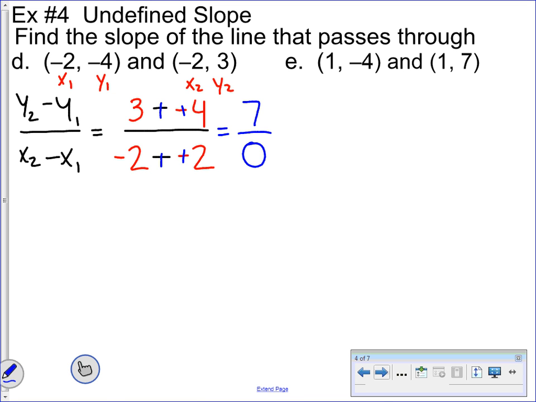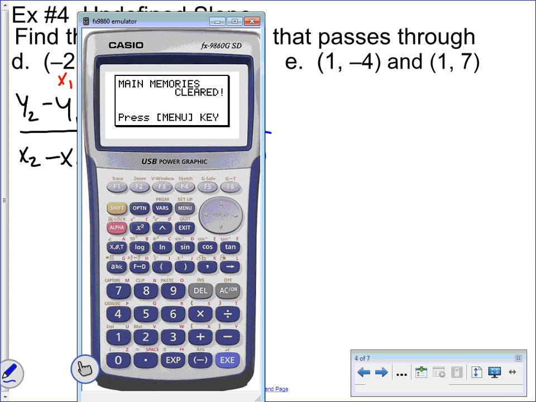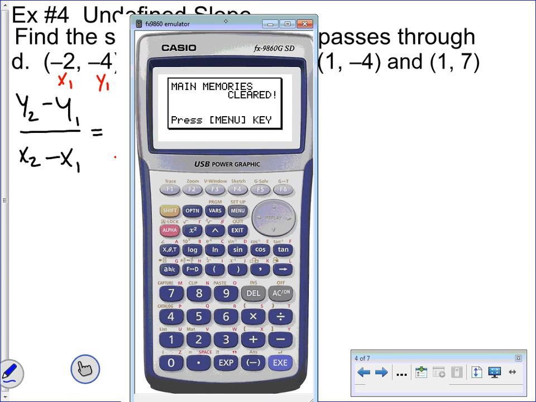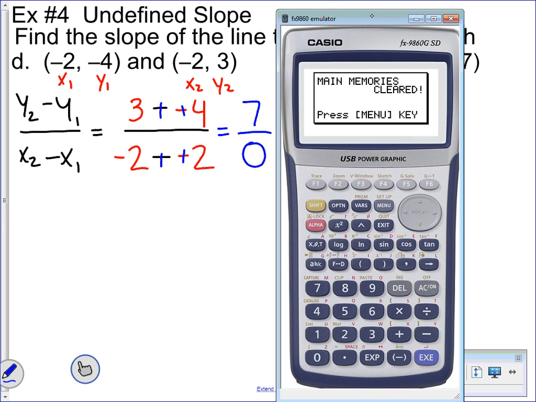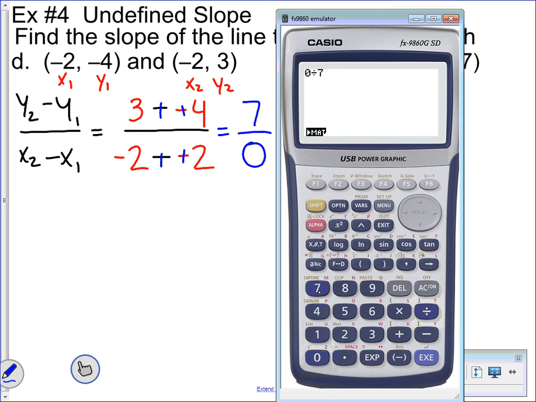Now, if you take your graphing calculator and divide, you'll notice that 7 divided by 0 is not the same as 0 divided by 7. You see, in the previous problem, 0 divided by 7 results in a 0. However, when you do the reciprocal, which is what the answer to this problem is, you get an error. That's because you're not allowed to divide by 0.